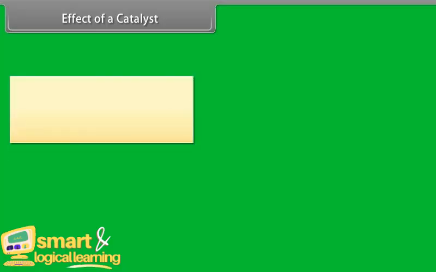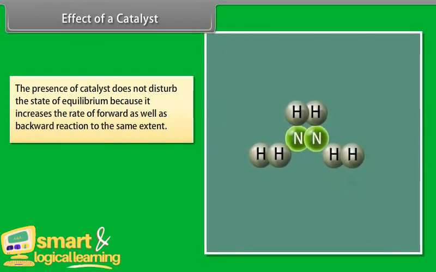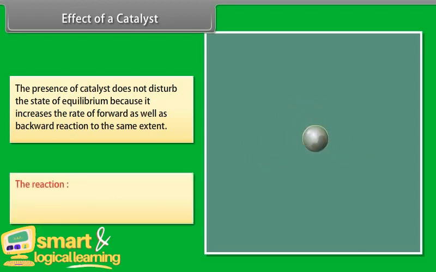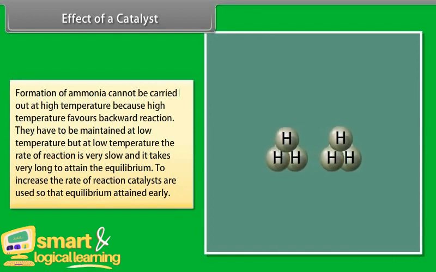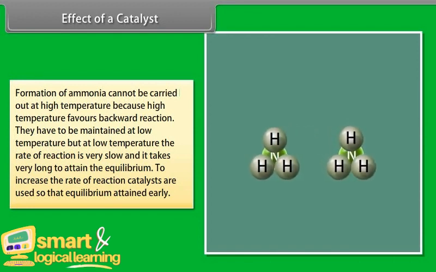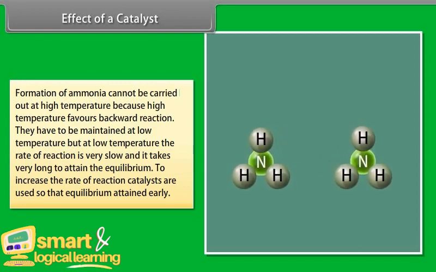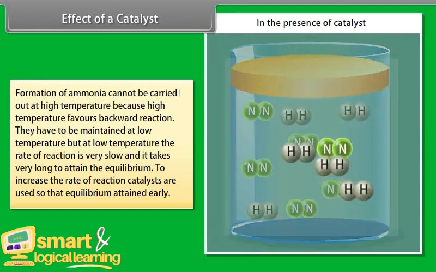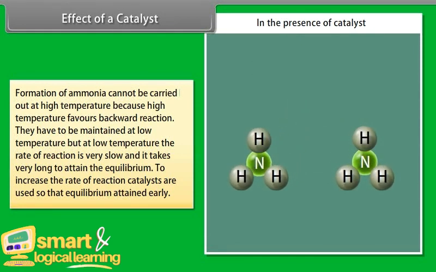Effect of a catalyst. The presence of a catalyst does not disturb the state of equilibrium because it increases the rate of forward as well as backward reaction to the same extent. The reaction of formation of ammonia should be carried out at low temperature because high temperature favors the backward reaction. It has to be maintained at low temperature, but at low temperature, the rate of reaction is very slow and it takes very long to attain the equilibrium. To increase the rate of reaction, catalysts are used so that equilibrium is attained early.